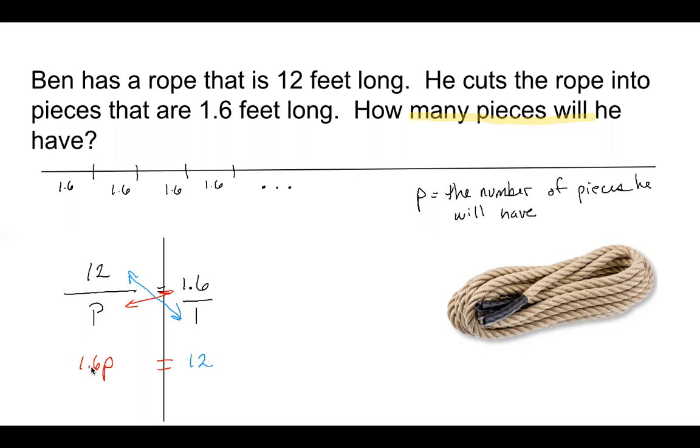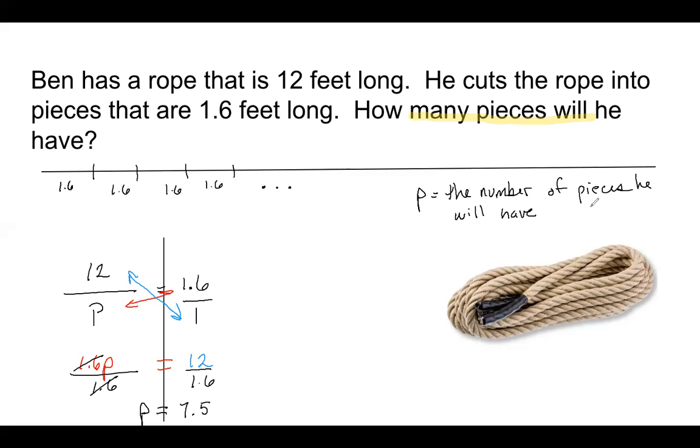All right, so 1.6P is equal to 12. Divide both sides by 1.6, right? Trying to get the variable by itself. The variable is being multiplied. The inverse of multiplying is dividing. 1.6 divided by 1.6 is 1. They cancel out. And I get P is equal to 12 divided by 1.6. And that is 7.5. So we are going to get 7.5.